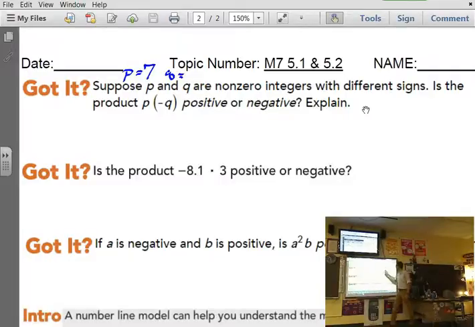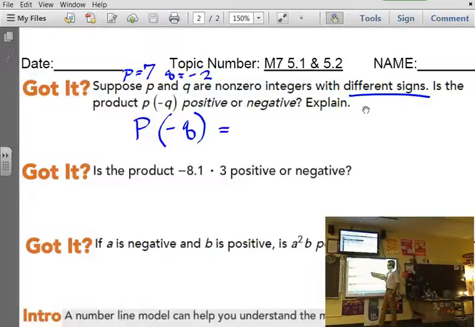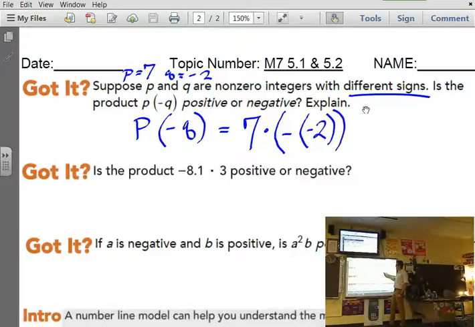Q has to have a different sign. So, if we made P positive, Q's got to be negative. So we're going to make it negative. 2. Sure. Perfect. Now, this problem is saying P times the opposite of Q. So I'm going to rewrite this. P times the opposite of Q would be, well, I plug in my P is just 7 times the opposite, and then I plug in my Q. Well, my Q is negative 2.